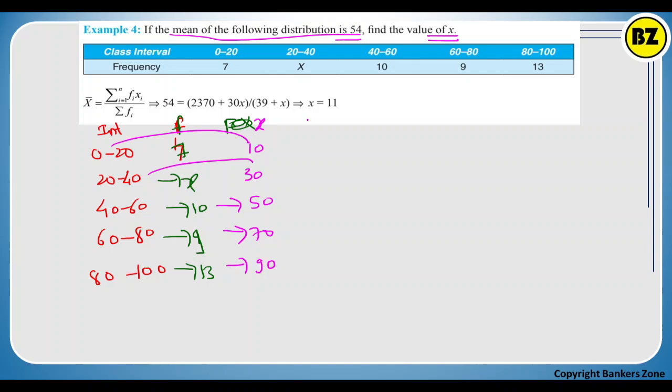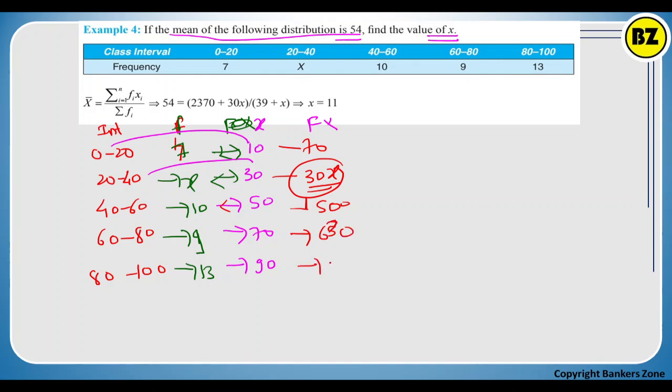Now we will find f into x, our favorite, right? So simply multiply these two, okay? Multiply these two, okay? Multiply these two. So here you will get 70, very easy, right? Here you will get 30x, remember, here you will get 30x, here you will get 500, okay? Here you will get 630, sorry, 630, okay? Here you will get 1170, right?